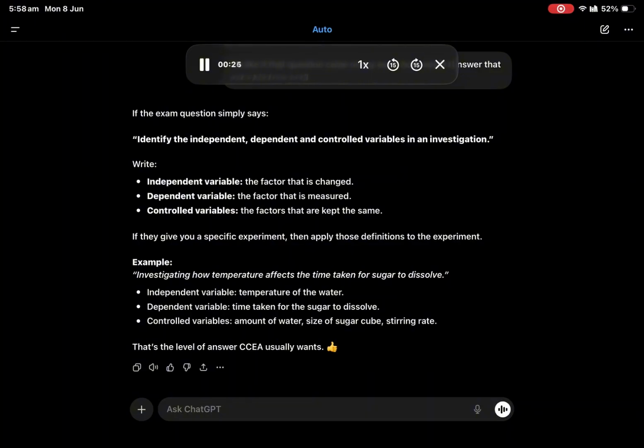Example, investigating how temperature affects the time taken for sugar to dissolve. Independent variable, temperature of the water. Dependent variable, time taken for the sugar to dissolve. Controlled variables, amount of water, size of sugar cube, stirring rate. That's the level of answer CCEA usually wants.